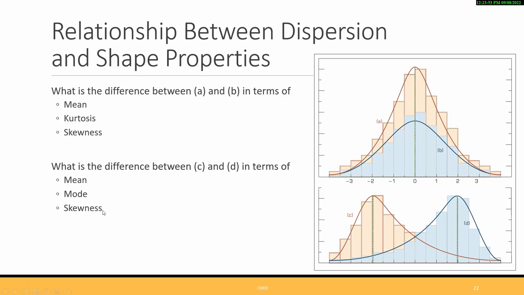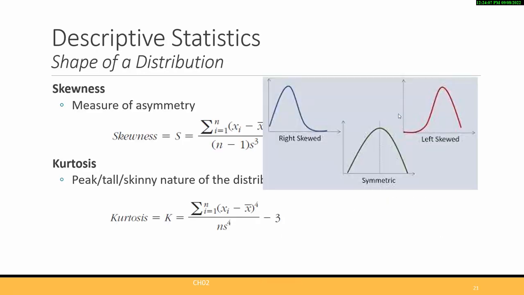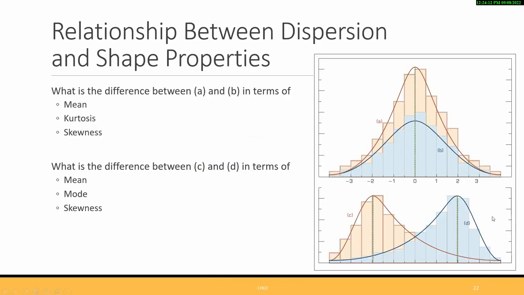In terms of skewness, we see that our data is not symmetrical. The shape is not symmetrical. So chart C has a tail going towards the right hand side. So what kind of skewness is this? Like we said before, this one is right skewed data. And then chart D, there is a tail towards the left hand side. So this one is left skewed data.